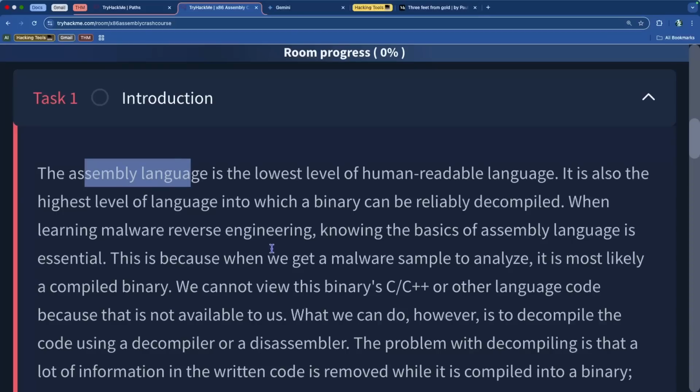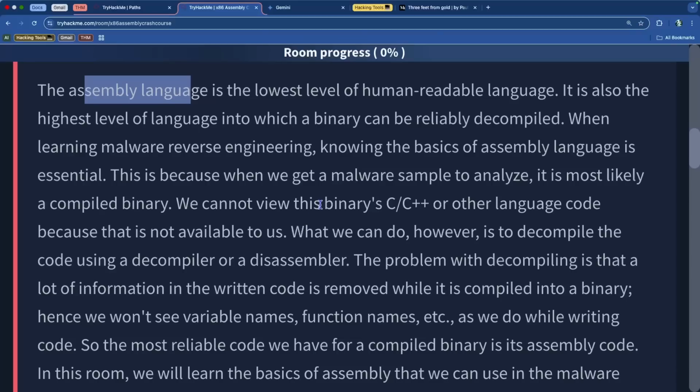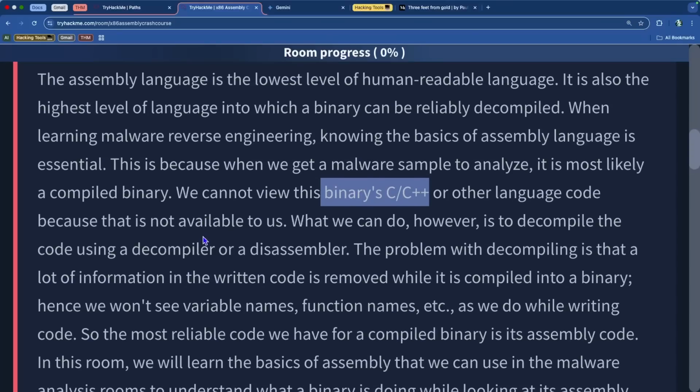When learning malware reverse engineering, knowing the basics of assembly is essential. This is because when we get a malware sample to analyze, it's mostly a compiled binary, and we can't view the binary's C or C++ code, or any other language code that it might be, because it's not going to be available to us. It's going to come to us in binary.